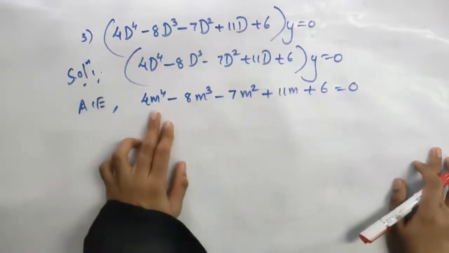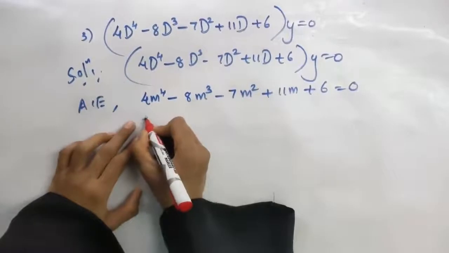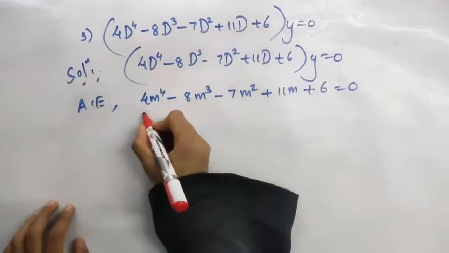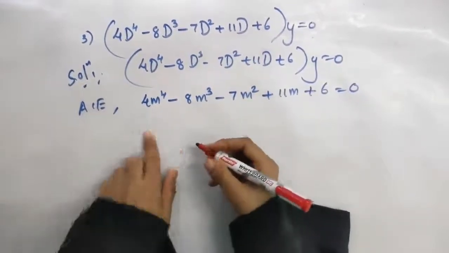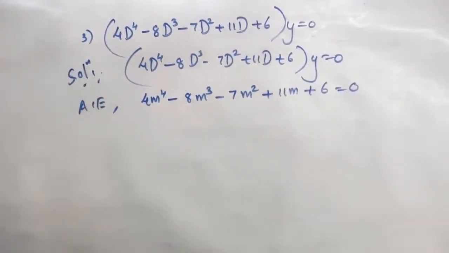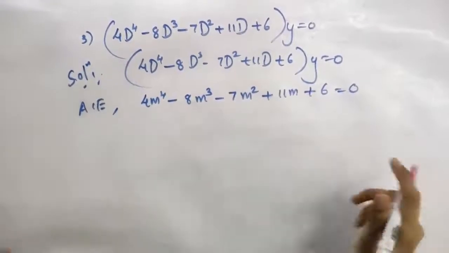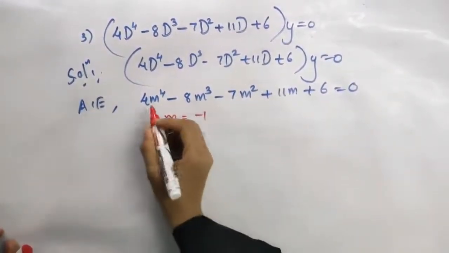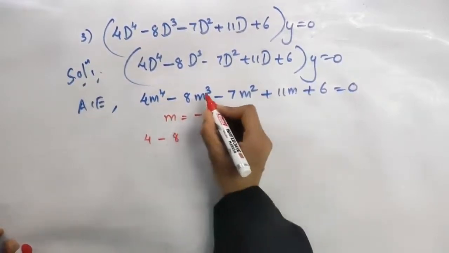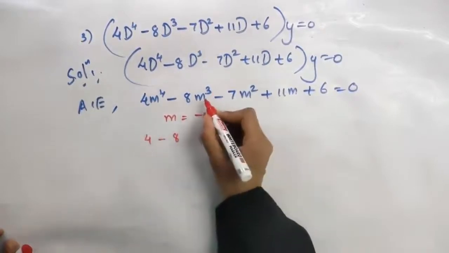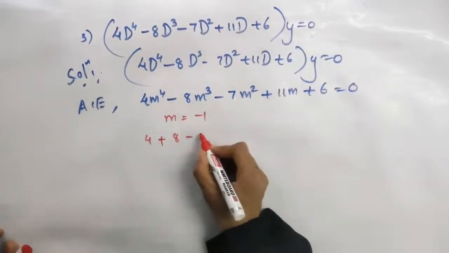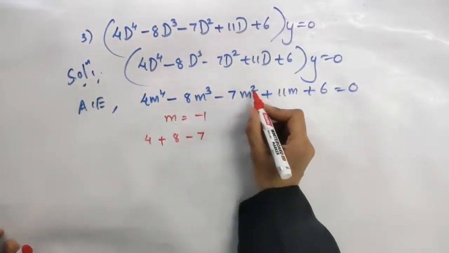Let's check for m is equal to minus 1. If you take m is equal to minus 1, wherever it is even power of m, you will have positive value. So if I am putting m is equal to minus 1, what will happen? It will be 4 into (-1)^4 is plus 1, minus 8 into (-1)^3, here minus 1 whole cube is minus 1, so here it becomes plus, minus 7 into (-1)^2, it's plus 1.